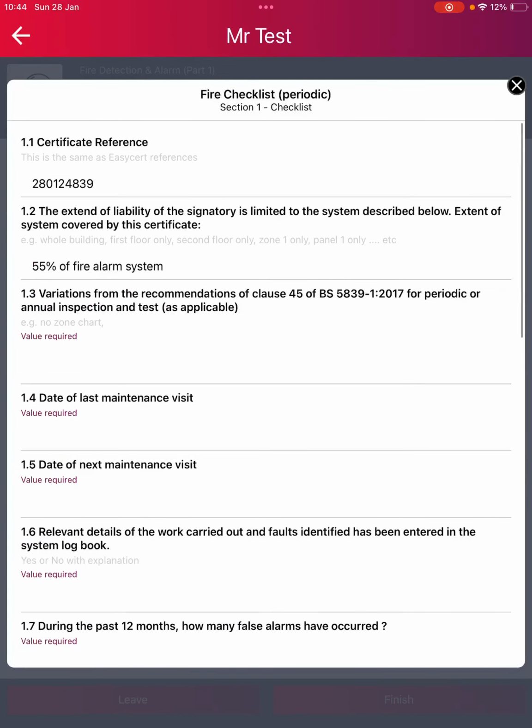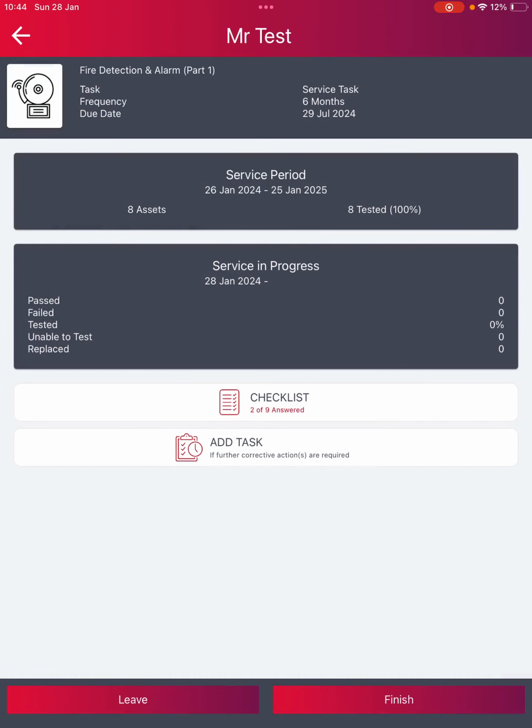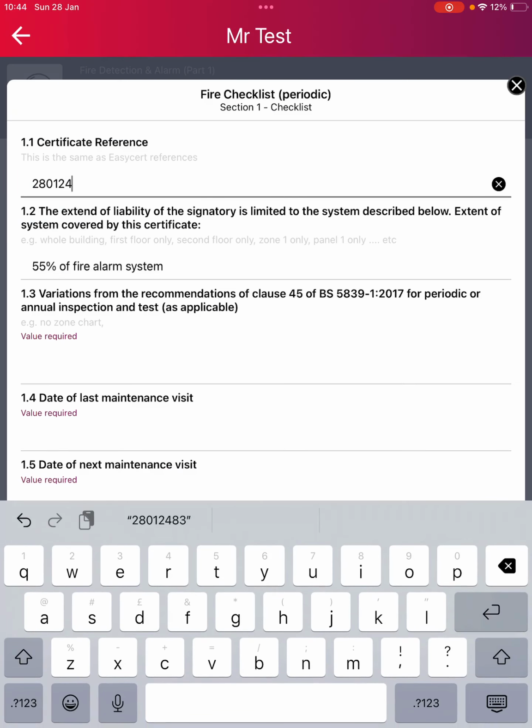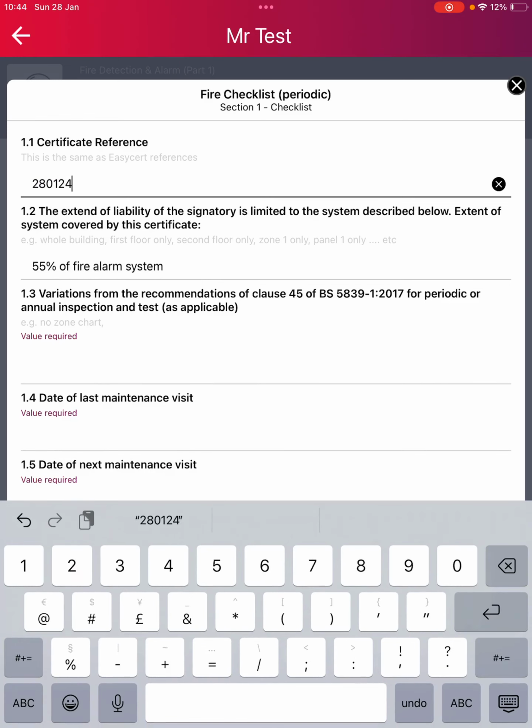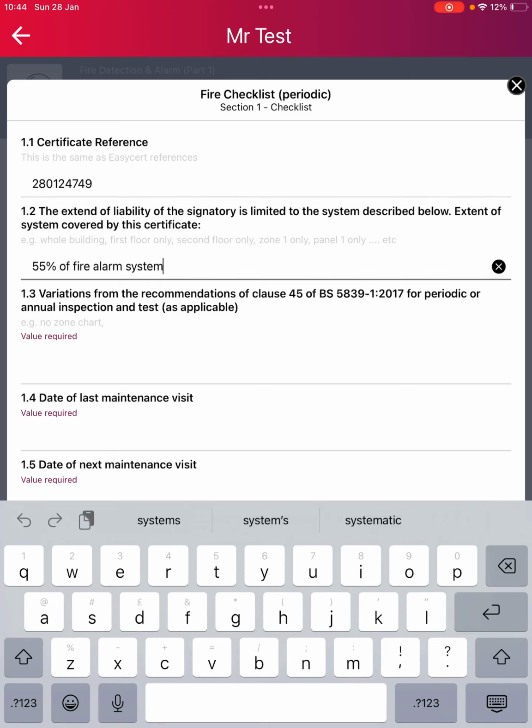Checklist of the fire alarm. So I've actually already started it. You can see it's just here. So the certificate reference is today's date in 6 numbers, so 28th, 1st, 24, which is today's date, and 3 random numbers. Now, the extent of the liability of the signatory is limited to the system described below.